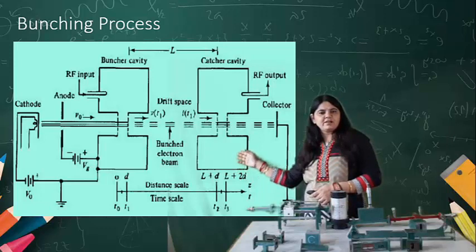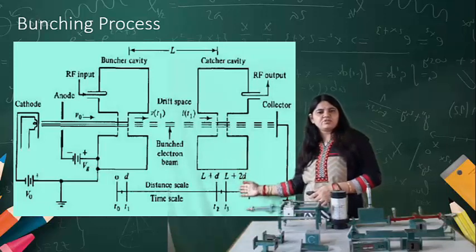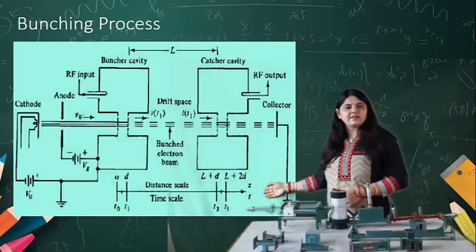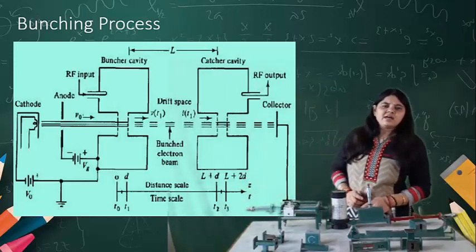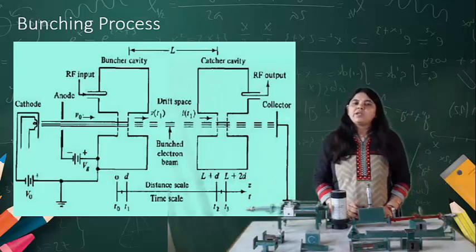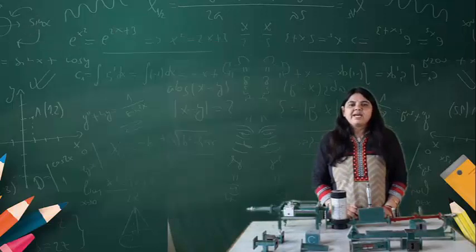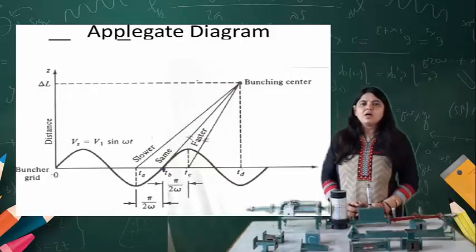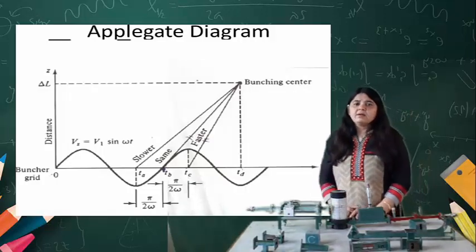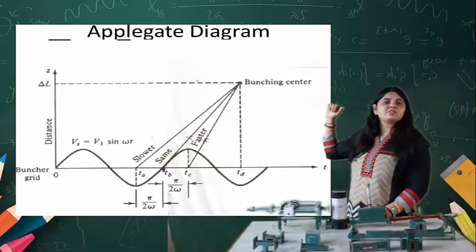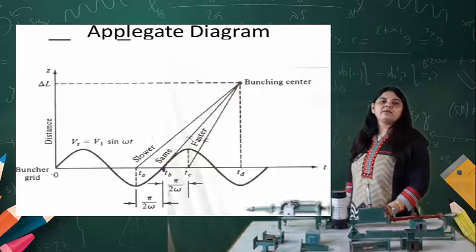So this way, at the T0 time it travels a particular point, at this F1 D, then after the T2 time, the distance L plus D, and at T3 it is L plus 2D. So according to the particular time, the distance can be traveled by the electron. Again we can represent this particular process via the diagram which is known as the Applegate diagram.